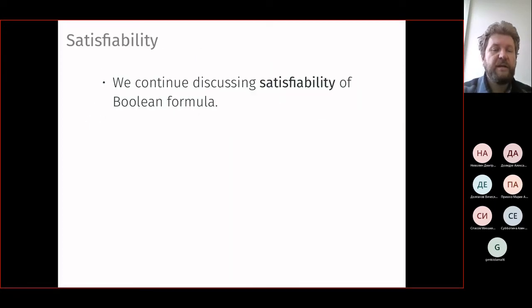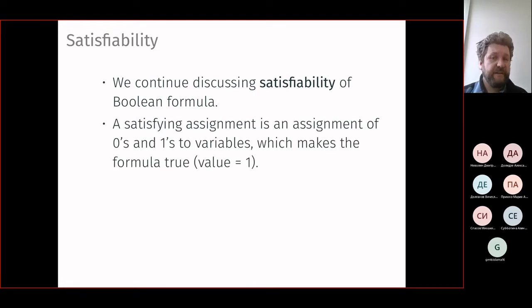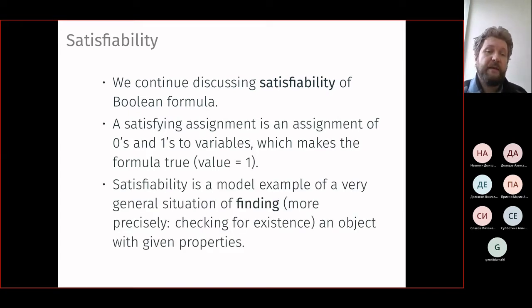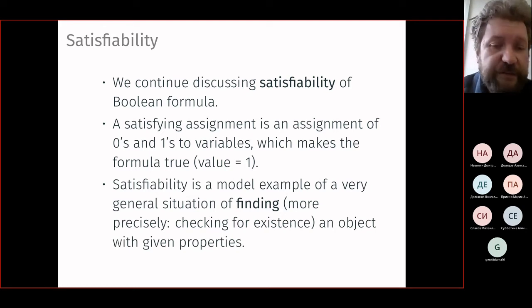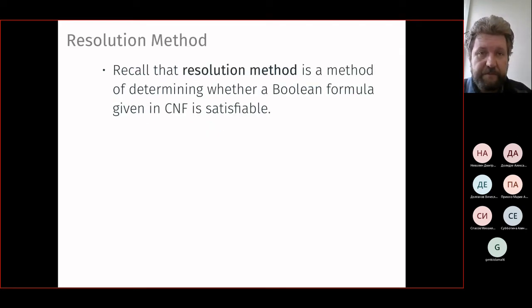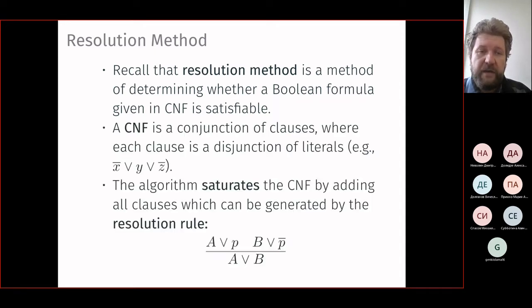So we recall that we're talking about satisfiability for Boolean formulae. A satisfying assignment is an assignment which assigns zeros and ones to variables, which makes the formula true. In general, it's a model of checking for existence of an object with given properties. And recall that the resolution method is a method of determining whether a formula is satisfiable. It's based on a conjunctive normal form, a conjunction of clauses, and a rule which allows adding new clauses which saturate the conjunctive normal form without affecting its satisfiability. So satisfying assignments are still valid.